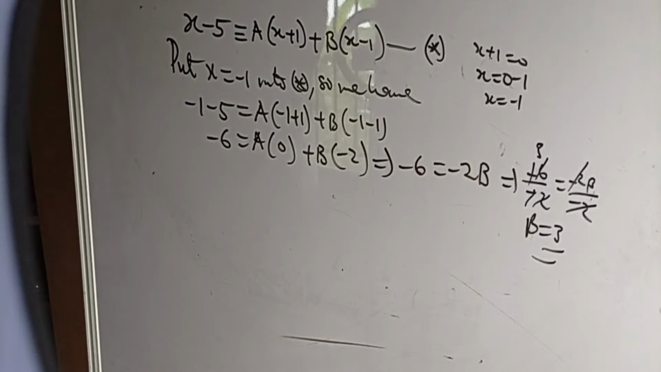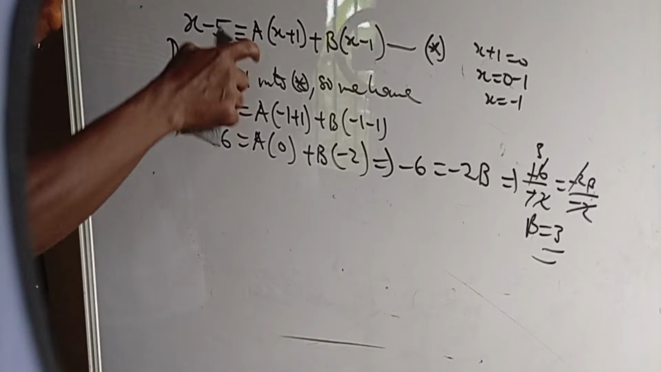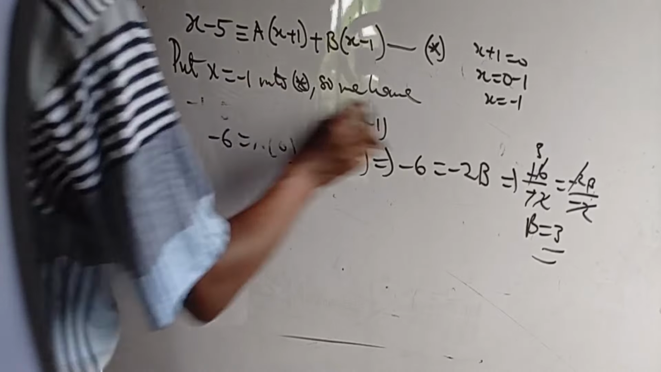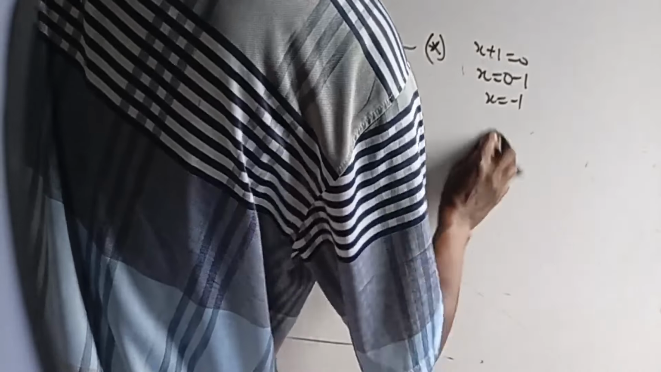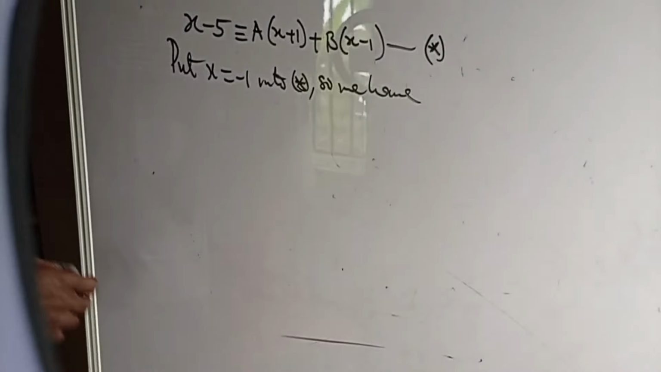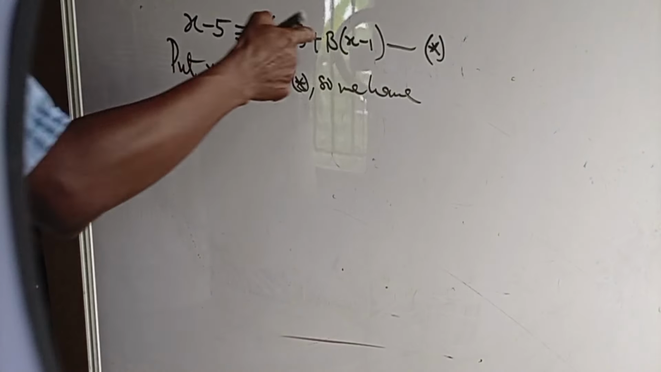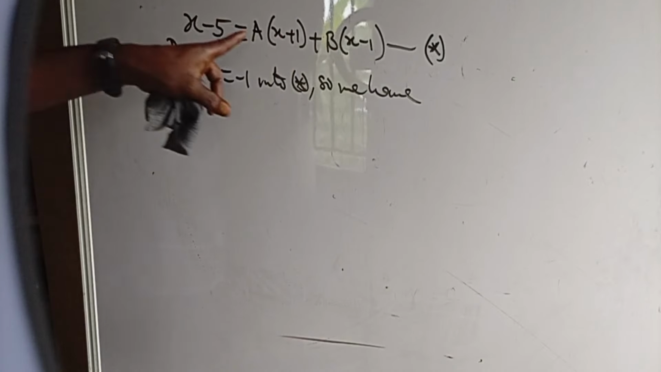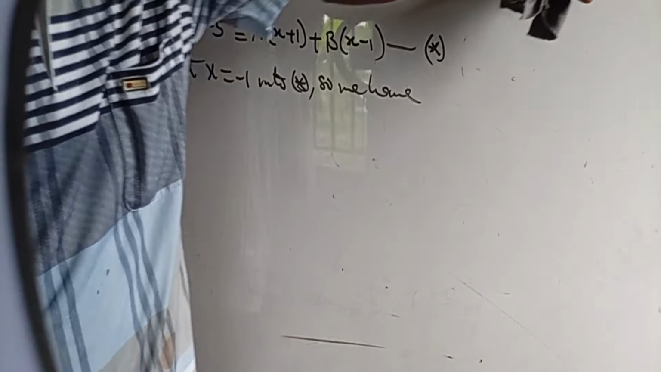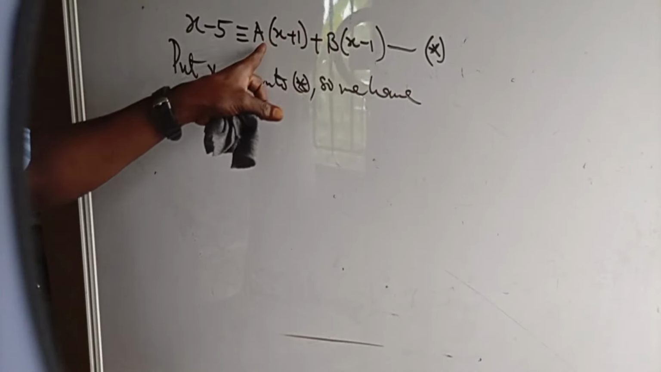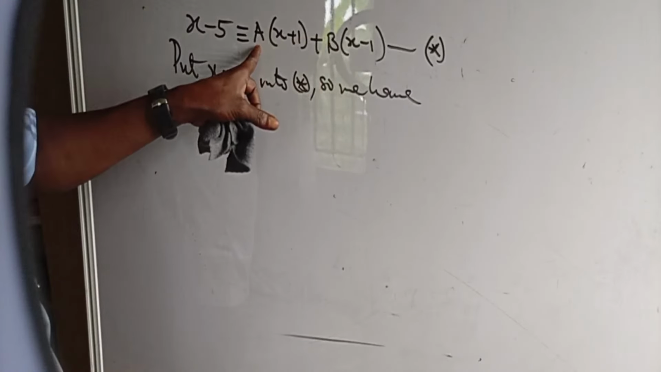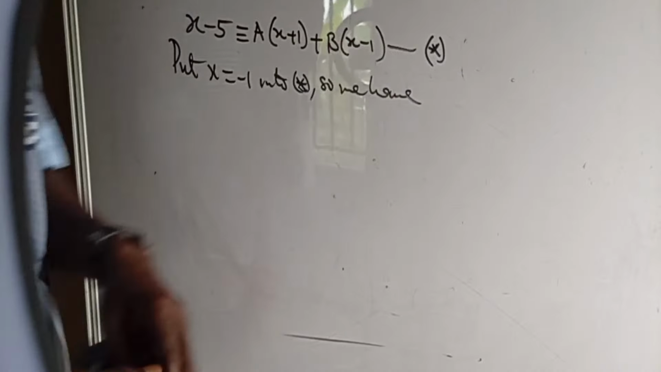So now going back to the equation, going back to equation star or asterisk. We need to eliminate b now to get a. When we eliminated a, we got b. So for us now to get a, we eliminate b.